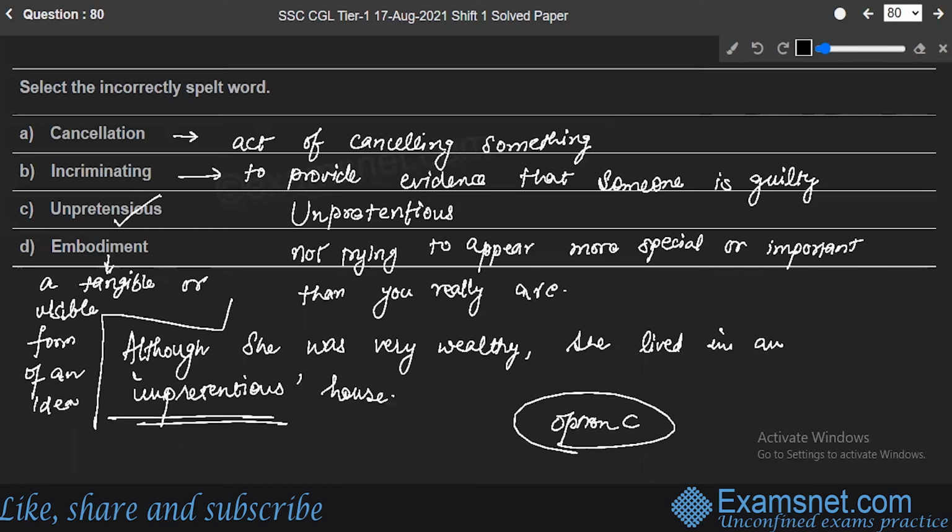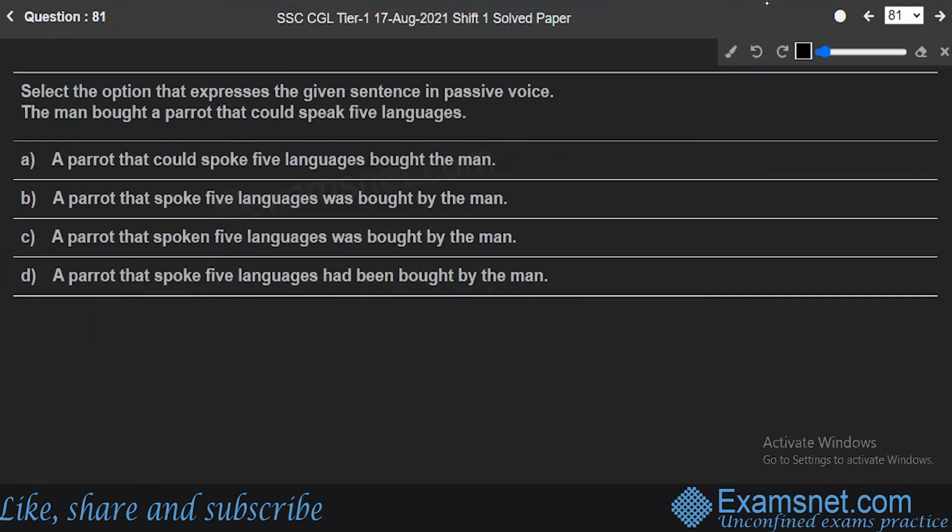Hope you are clear. So let's start with question number 81. It says you have to select the option that expresses the given sentence in passive voice. The man bought a parrot that could speak 5 languages.